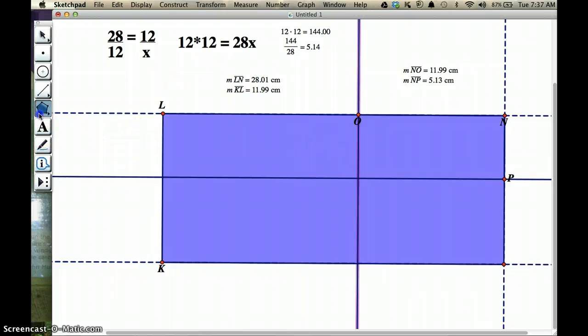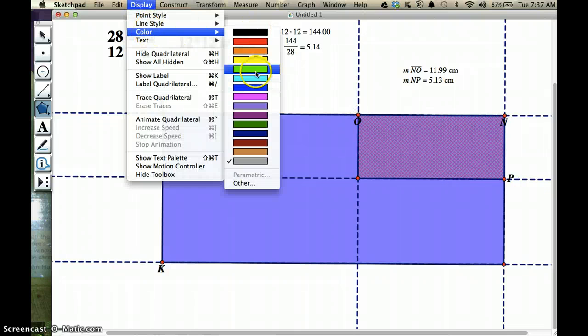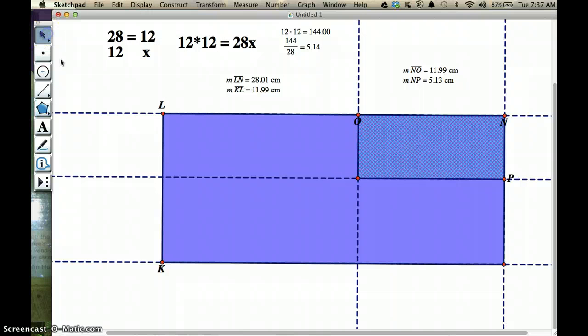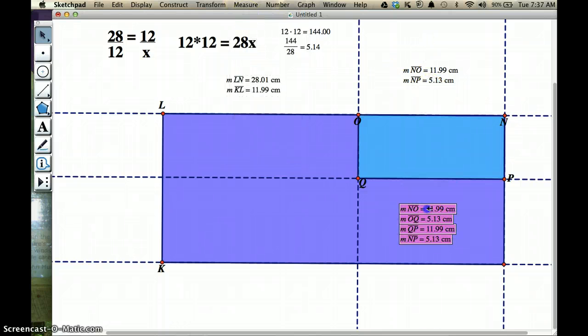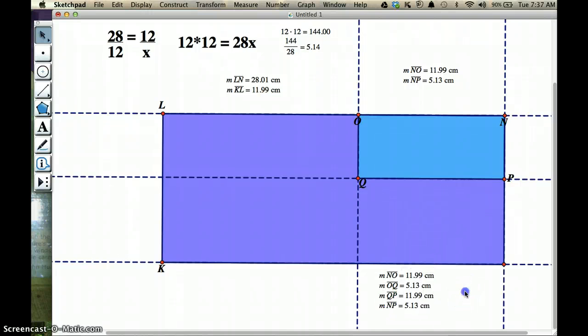So now I have my new shed space. And to make it a little easier to see, I'm going to change the color so that it's a little more manageable. Okay, I'm going to click every line segment and I'm going to measure the lengths of all those line segments. So I'm going to put that down here because it's easier to see. So we can see that this is the same as this, and this is the same as this. So we know we have a rectangle.